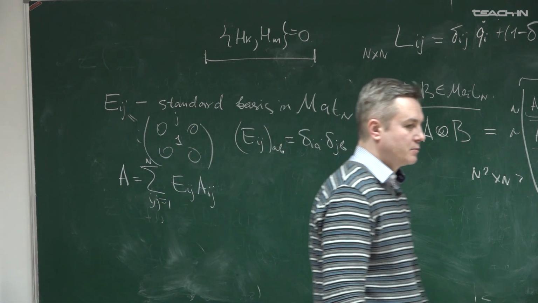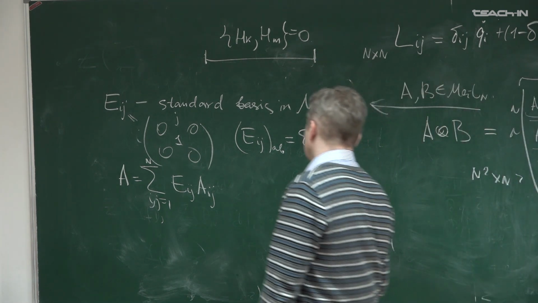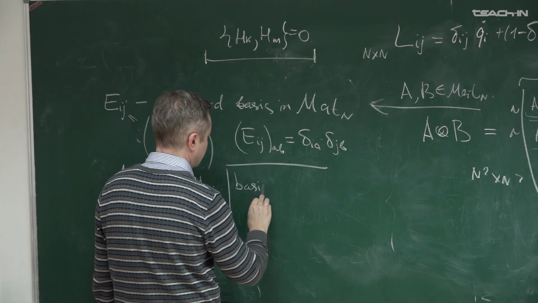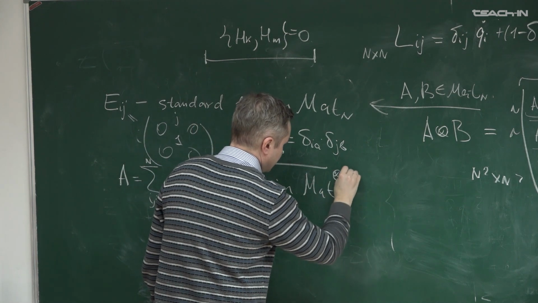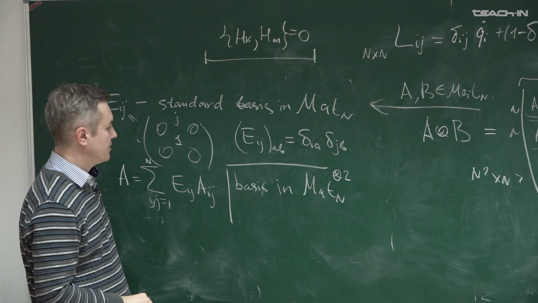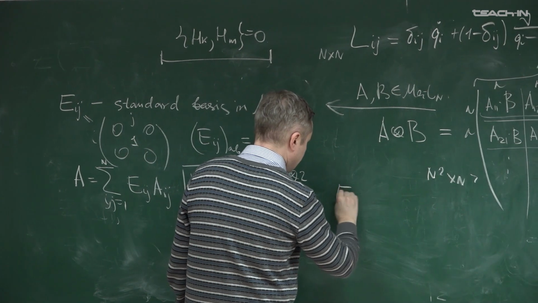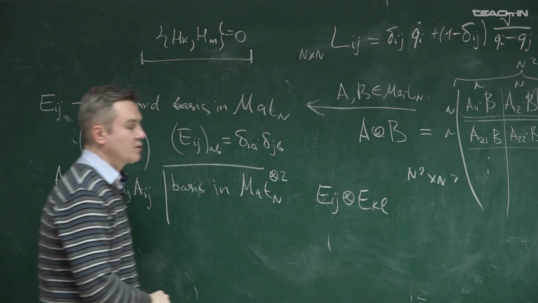So now if we deal with the tensor product of matrix spaces, for example, with the square of matrix space, then the basis in matrices in the second tensor power is given by this set of all possible products.